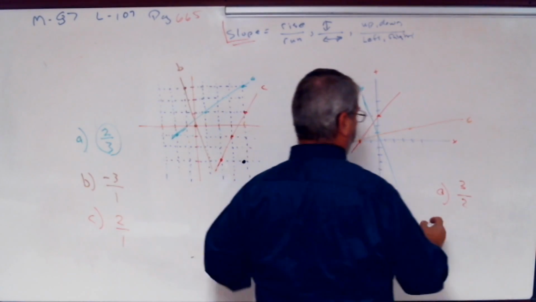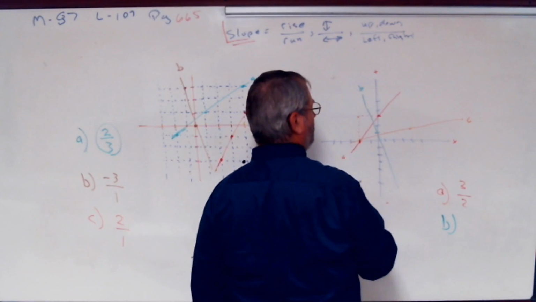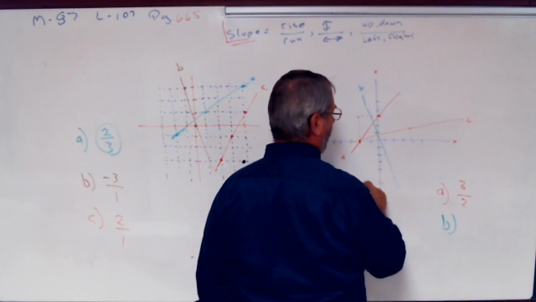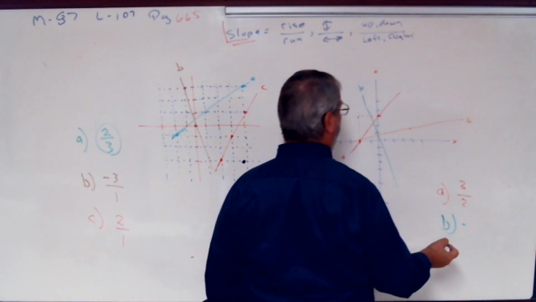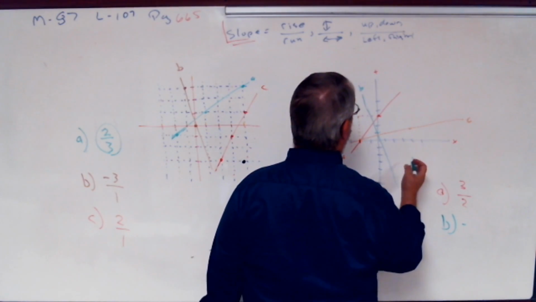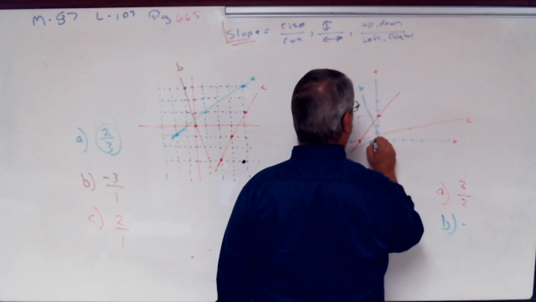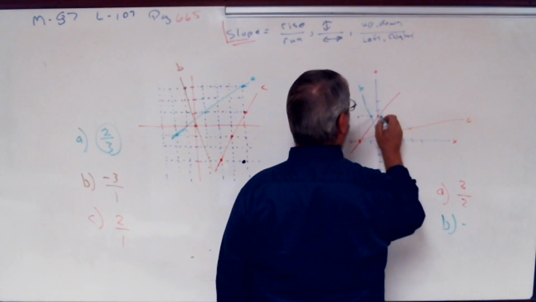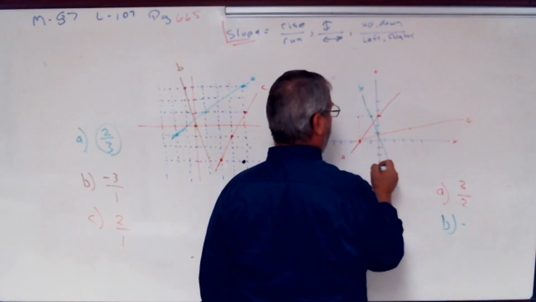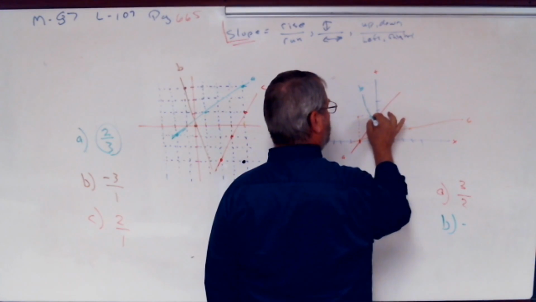How about B? From B, negative or positive slope? It's going downhill, left to right, downhill. It's a negative slope, all right? So let's just see if we can figure this out. I'm thinking if we come up from here and then right to here, you understand? I'm just looking to see. This spot here is where we're starting, not here.